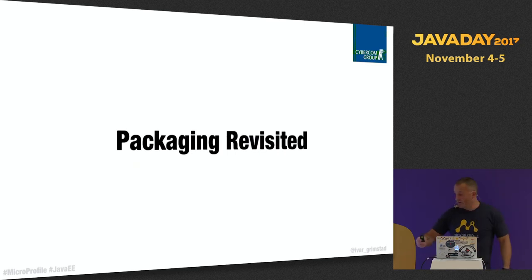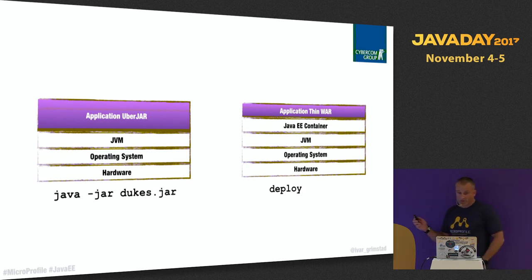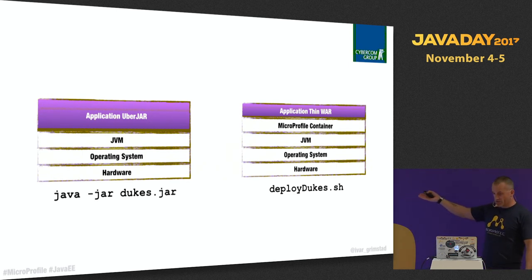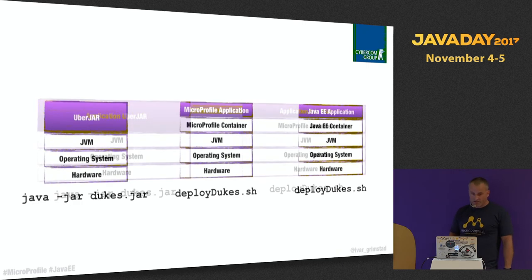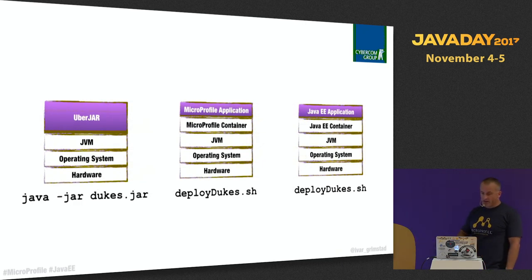So if we look back at the packaging stuff, if you remember this one, you have the java -jar dukes.jar on the Uber JAR approach, and you have the deploy-dukes script on your thin WAR. If you replace this stuff with the MicroProfile container, so now it's a MicroProfile container and not a Java EE container, it's still the same thing. You have the java -jar for the Uber JAR, and you can also run a MicroProfile container and deploy your application into it if you don't package it as an Uber JAR. So you have the java -jar standard approach for the Uber JAR, and you have some proprietary deployment scripts for your other applications. So how are we going to get around that?